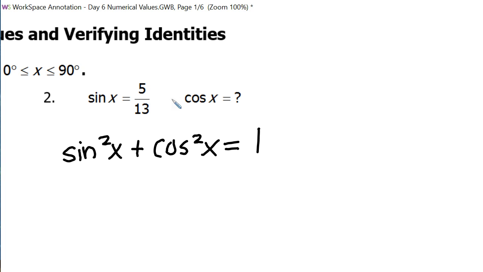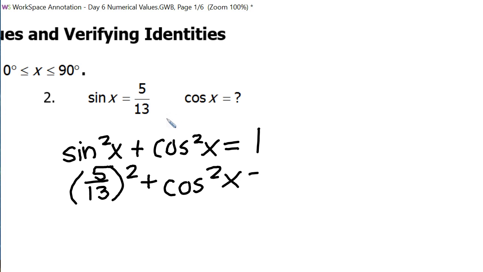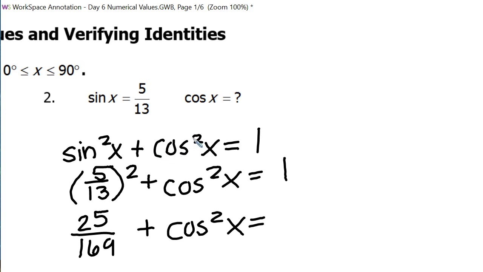Now for sine, they gave me the sine value. They said that the sine was 5/13. And sine needs to be squared. We're solving for cosine, so I'm leaving this as cosine squared, and that equals 1. Now square 5/13, what is 5 squared? 25, and what is 13 squared? 169 plus cosine squared of X. And instead of 1, I'm going to rewrite that as 169 over 169. That way when I subtract 25 out of 169 to both sides, I already have a common denominator.